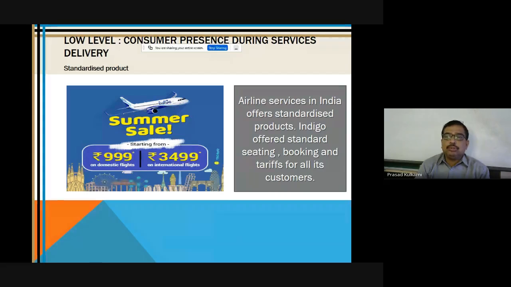They have only one type of airline seat. Booking is through indigo.com and tariffs are fixed. So the customer interacts only for ticket purposes and nothing else. So therefore, the consumer presence during services delivery is low.